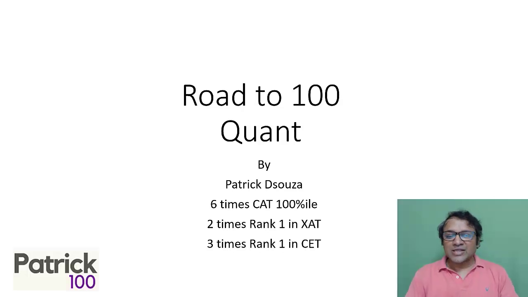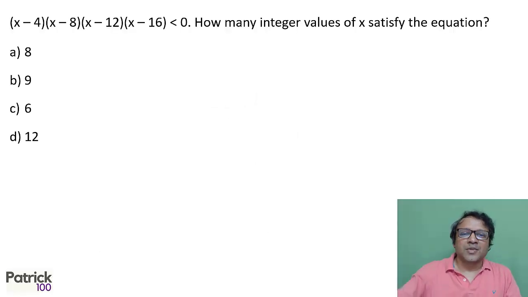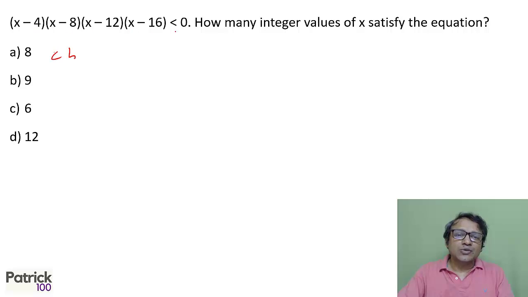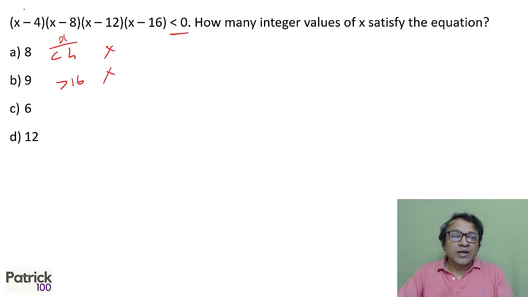Hi, so we're looking at another session of root 200. How many integer values of x satisfy the equation? Now if I take a very small number like 1 less than 4, all the numbers will be negative, so some will be positive, not satisfied. If I take a number more than 16, x more than 16, all will be positive, again not satisfied, we want negative.